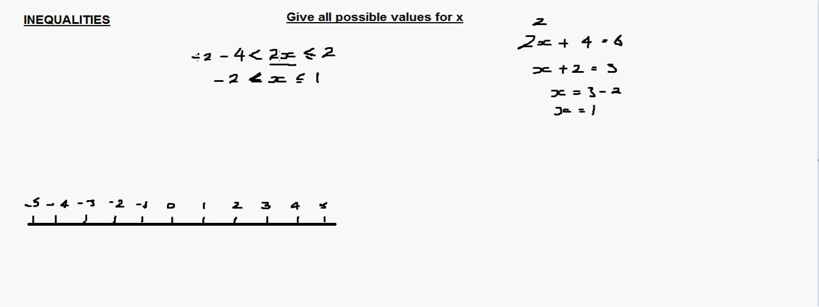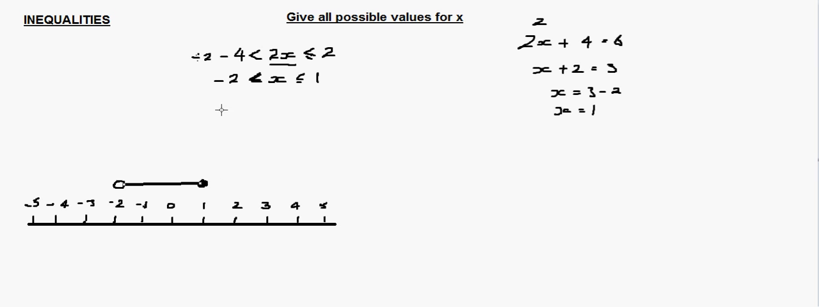So because we've got 2x, we only want 1x, so we divide through by 2. If this was 5x, I would divide all the way through by 5. Okay? So now I've got that, I go to minus 2, and minus 2 would be an empty circle because x is greater than minus 2. But x is less than or equal to 1. So I would just fill in a circle. Then I would just connect the two up.